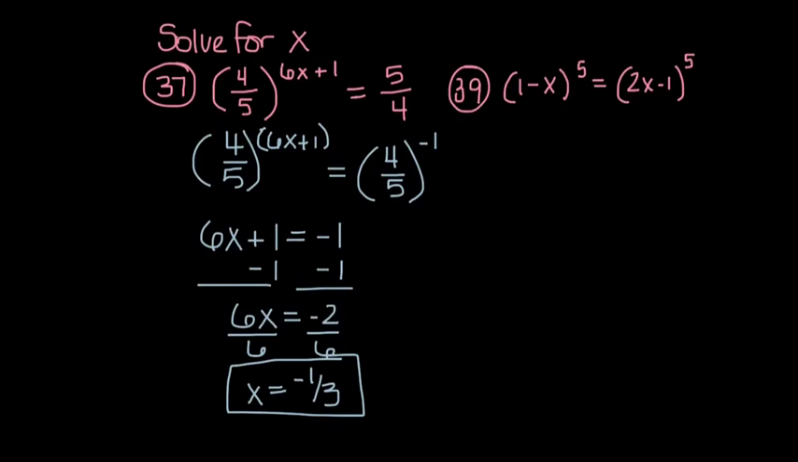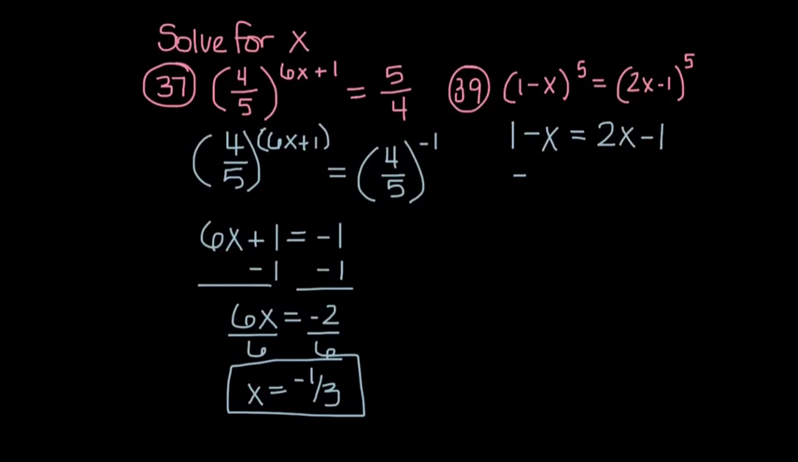In 39, we're employing basically the same idea, just a little bit backwards from what we've been looking at. I have two expressions set equal to each other, so I have an equation. In this case, the exponents are equal. The exponents are each 5. The only way the exponents can be equal is if the bases are also equal. So I can set these bases equal to each other. I can set 1 minus x equal to 2x minus 1.